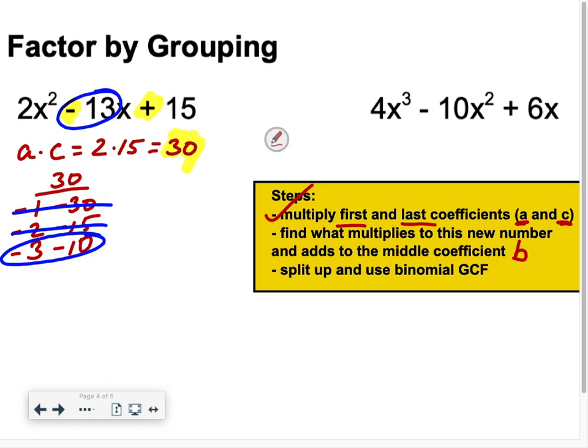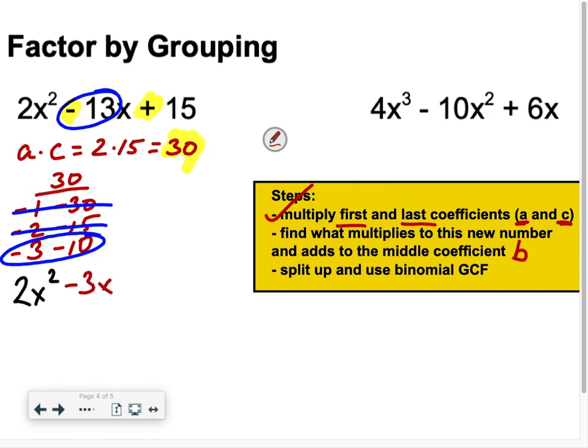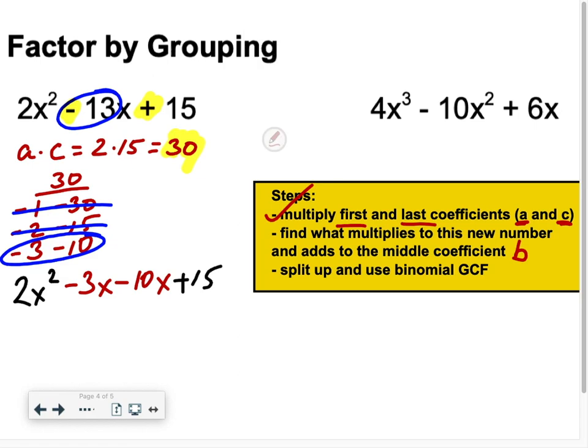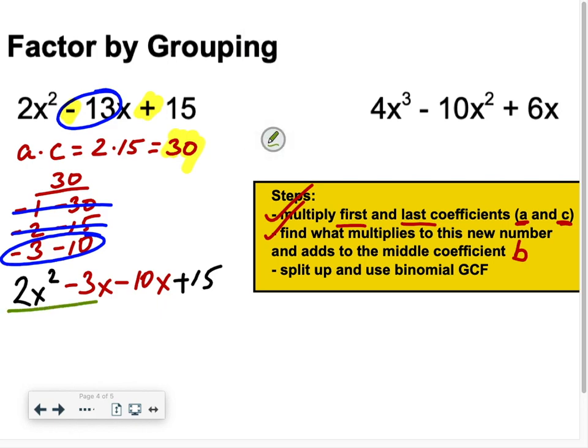So I can rewrite my expression now with those terms. I can have 2x squared minus 3x minus 10x plus 15. So we did that part. Now we can just split up and use the binomial GCF. If I'm looking at my first terms, these first two, I'm going to see the GCF as x, and I'm left with 2x minus 3.